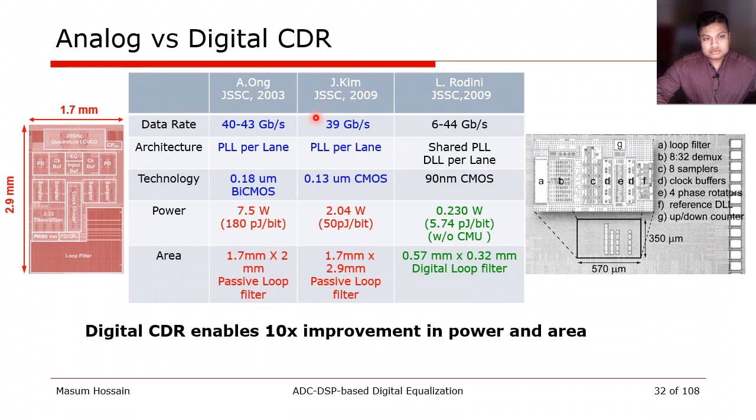So now that we understand the techniques, here we want to generate a comparative picture. Therefore, I picked two analog CDRs here along with the digital CDR. For fair comparison, I picked comparable data rates. So the first thing that pops out here is the large loop filter, and here is the synthesized small loop filter. So as expected, there is a significant area improvement. Not just that, there is also a significant power improvement. On average, we have seen in literature about 10x improvement in power and area is achievable with digital CDR.